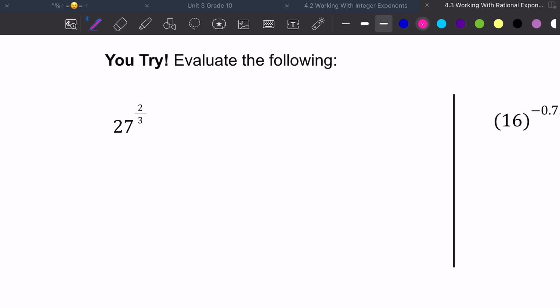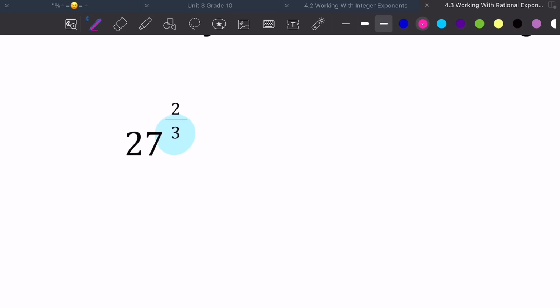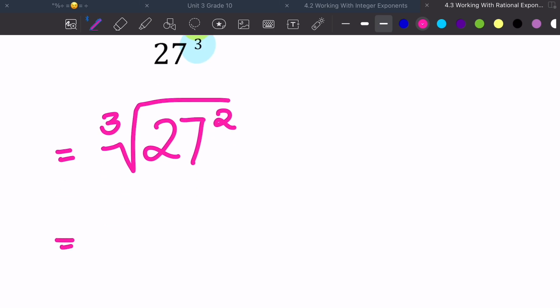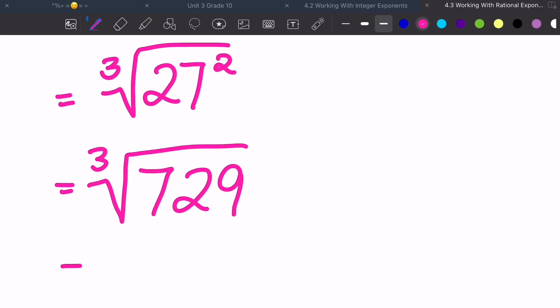Same thing. This is what's sitting on the radical, and then this is going on the inside. So I'm doing my color coordination. I'm going to do blue and yellow. If I've got a cube root, I know that my denominator, what's in blue, has to sit here. And then this is 27 squared. If you did 27 squared, you get the cube root of 729, which is 9.